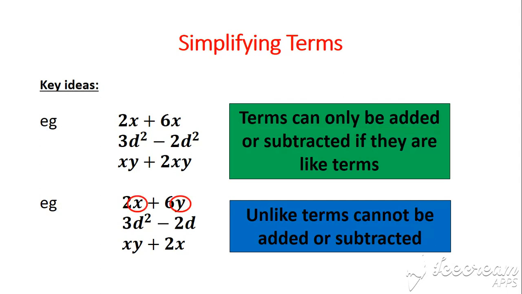Having a look at that first example, they have different letters, so they're unlike. The second example, they have different powers, which makes them unlike. And the third example, the second term does not have a y in it, so that makes it unlike.